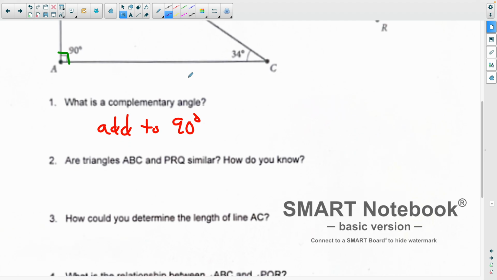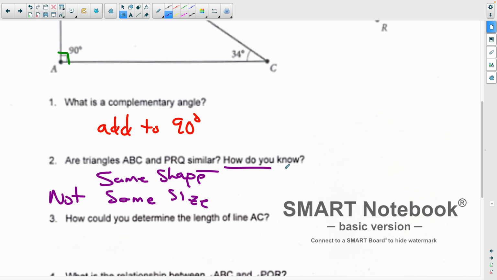Question 2. Triangles ABC and PQR, are they similar? How do you know? They're proportional. All right? They have the same angles. What does it mean to be similar? What's kind of the definition of that? They could be dilated. They could change size, but they're not going to change shape. Same shape, but different size. So same shape, not necessarily same size.